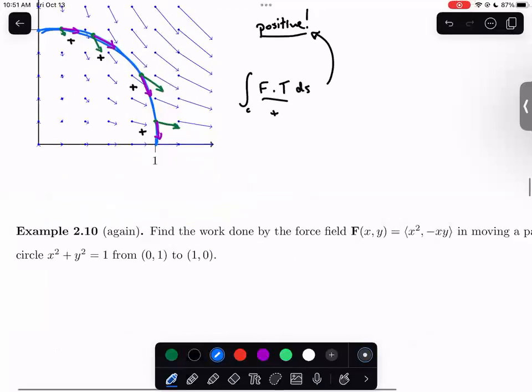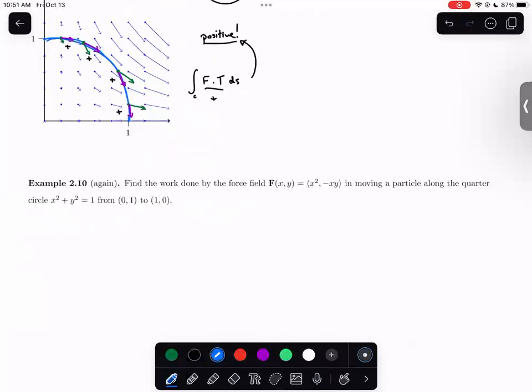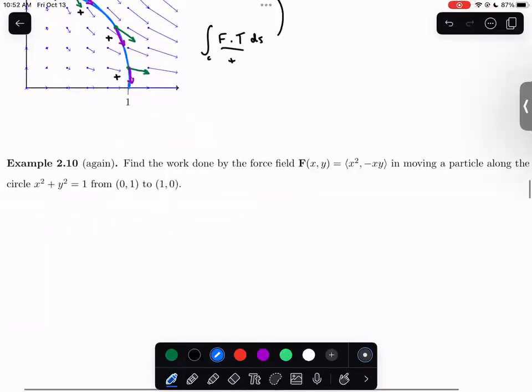All right, let's actually do the calculation though. So I want to find the work done by this force field in moving our particle along the quarter circle from 0, 1 to 1, 0. This is going to be combining many things from our class up until this point. So I told you that work is F dot T ds. Of course, whenever you have any of the 5 different formulas here for line integrals with vector fields, I pretty much always transform them into F dot r prime of t dt.